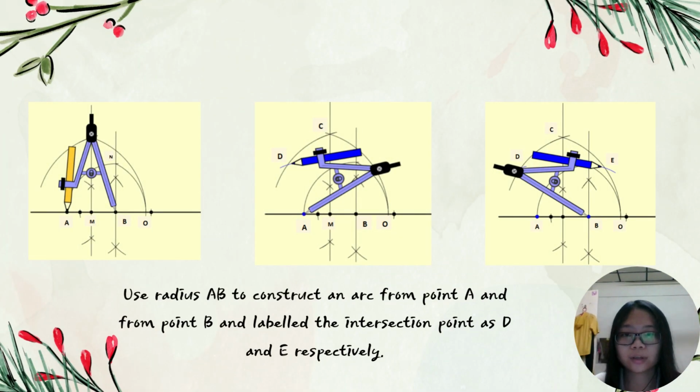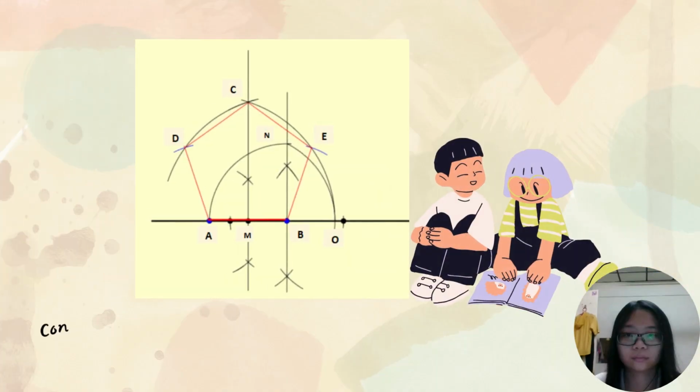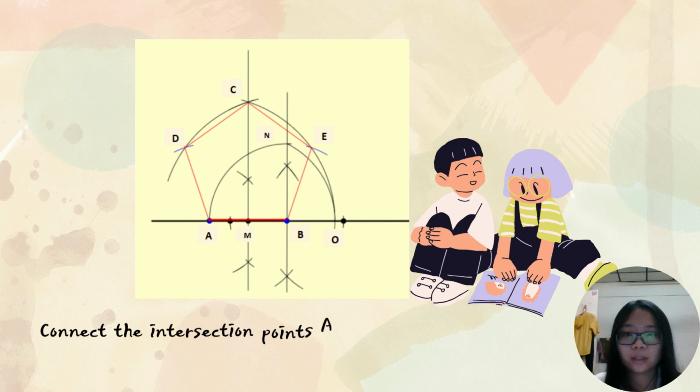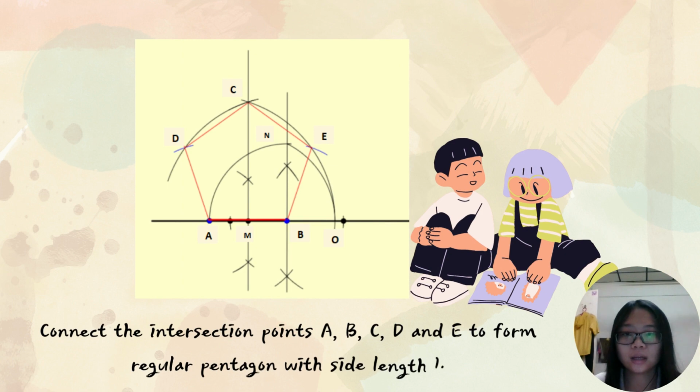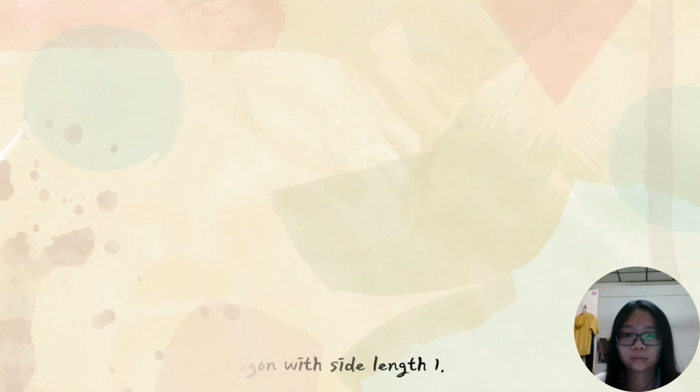Then, we measure radius AB to construct an arc from point A and from point B, and label the intersection point as point D and point E respectively, such that point D and E are on the vertex of a regular pentagon. Lastly, we connect the intersection points A, B, C, D, and E to form a regular pentagon with side length 1 as shown in the picture.